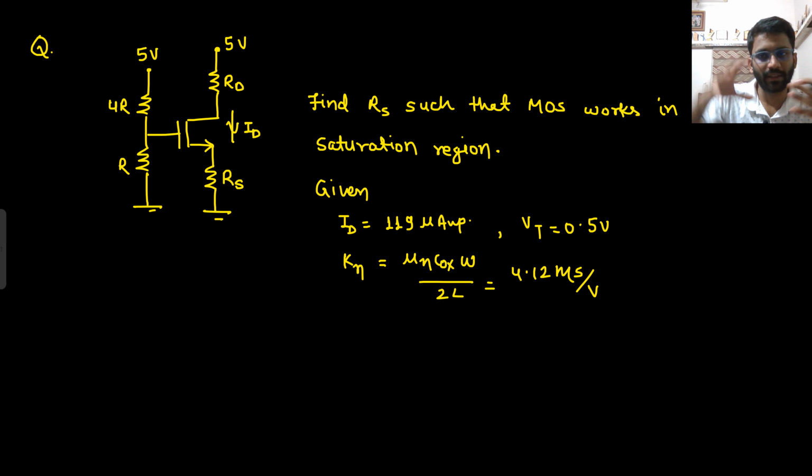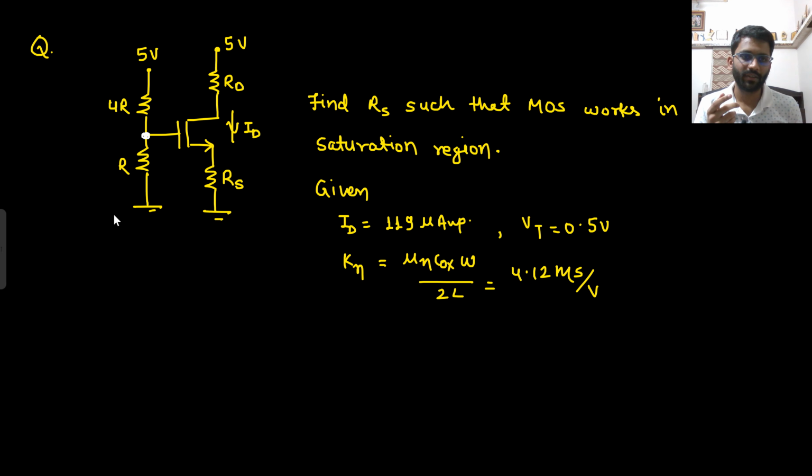The question is, the MOSFET is working in saturation region. That is given. If it is working in saturation region, what should be the value of Rs? So now you don't have to assume. It is given that it is working in saturation region. What should be the value of Rs? This you need to find. Tell me what is the potential here.